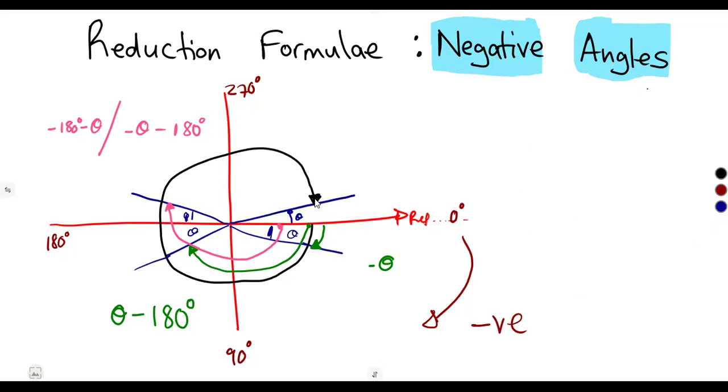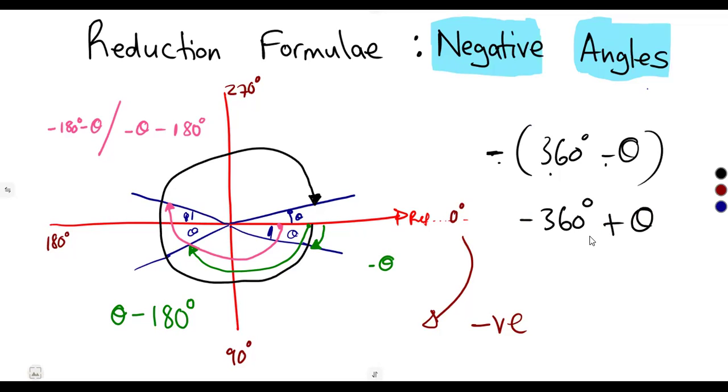This was going to be the actual angle. What is this angle? It was supposed to be 360 degrees minus theta, but it's a negative angle. You introduce a negative there. You just put a negative. So negative times 360, that's negative 360. Negative times negative, that's positive theta.